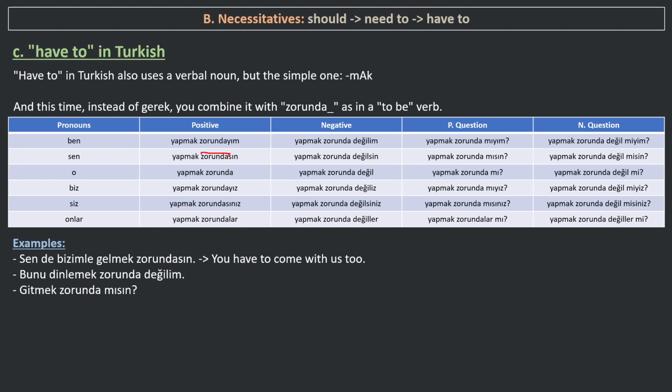Sen de bizimle gelmek zorundasın. You have to come. And bunu dinlemek zorunda değilim.